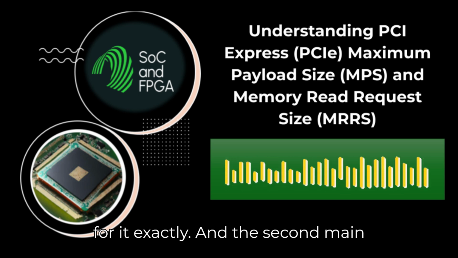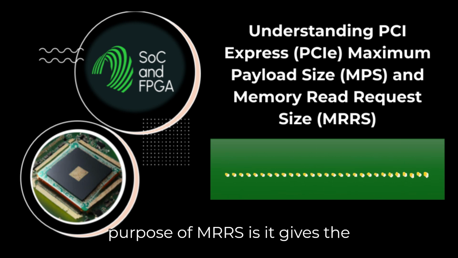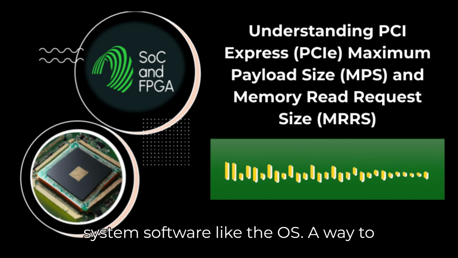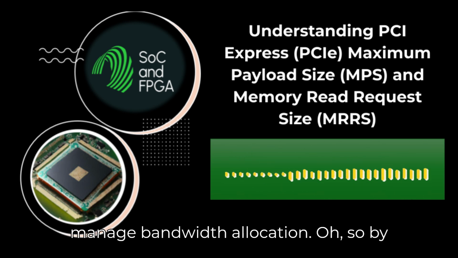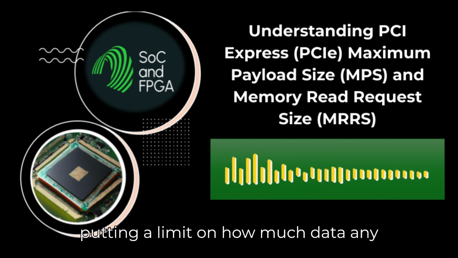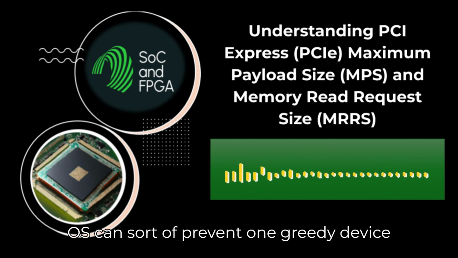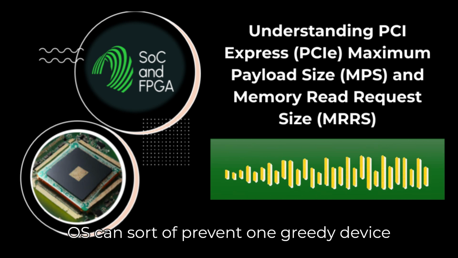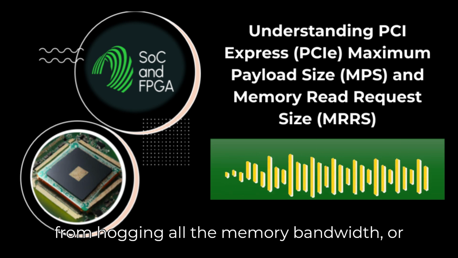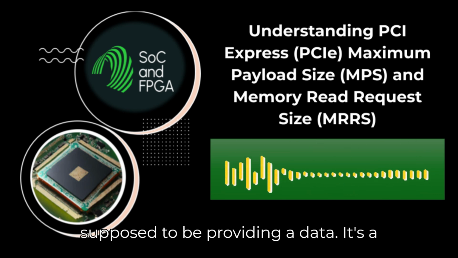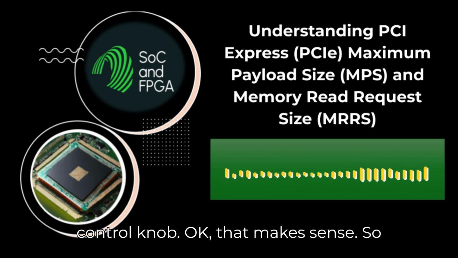Exactly. And the second main purpose of MRRS is it gives the system software, like the OS, a way to manage bandwidth allocation. Oh, so... By putting a limit on how much data any single device can ask for in one go, the OS can sort of prevent one greedy device from hogging all the memory bandwidth, or maybe overwhelming the device that's supposed to be providing the data. It's a control knob. Okay, that makes sense.